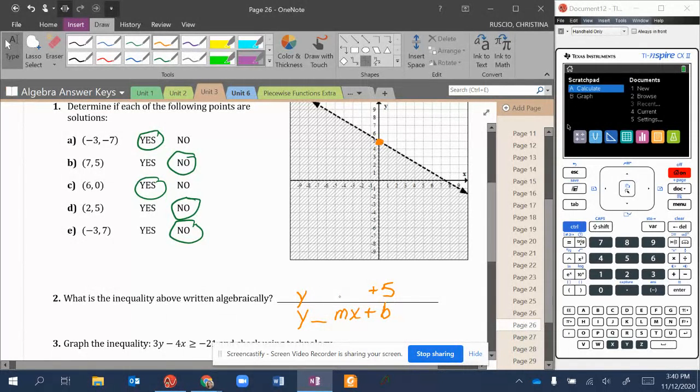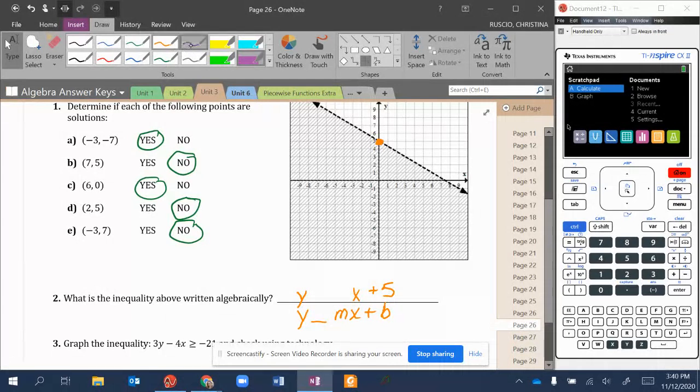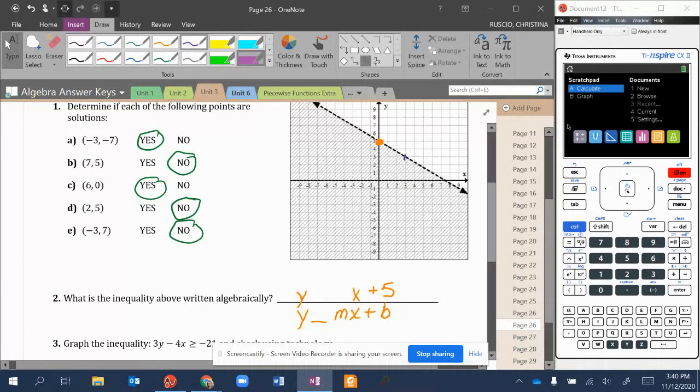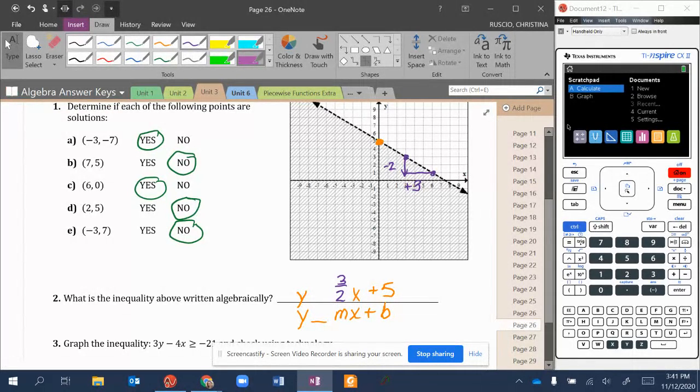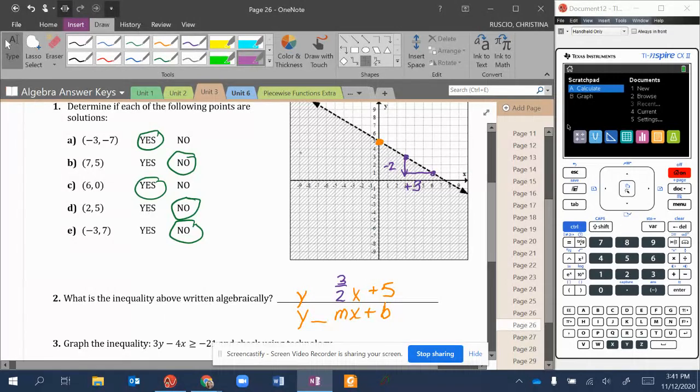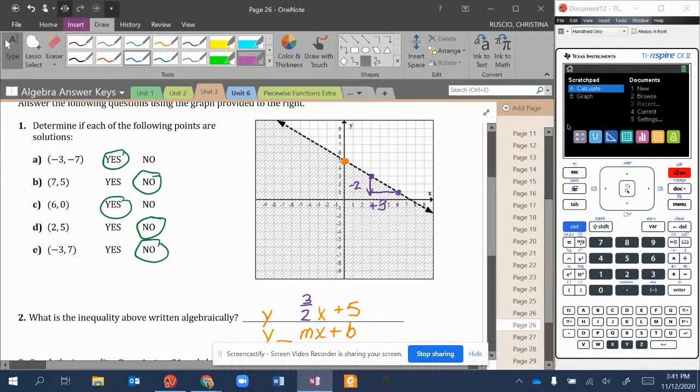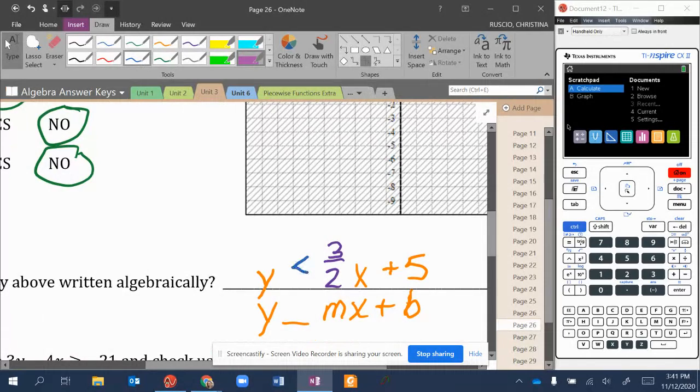And y is something compared to my slope, so let's find the slope. There's a nice point. So we're going down 2, to the right 1, 2, 3. So my slope is 3/2 x. Now normally we would throw an equal sign right there and call it a day, but we're dealing with an inequality. So we need to figure out, is this a greater than symbol or a less than symbol based on the shading? Looks like we're shading below, so if you are thinking less than, you are correct.